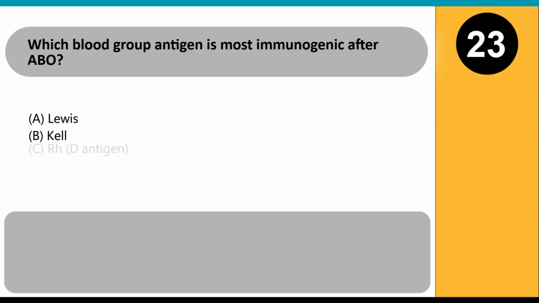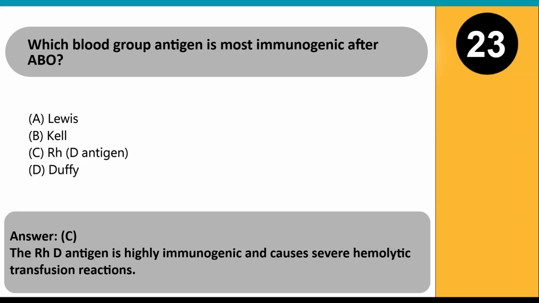Which blood group antigen is most immunogenic after ABO? A. Lewis. B. Kell. C. Rh, D antigen. D. Duffy. Answer C. The RhD antigen is highly immunogenic and causes severe hemolytic transfusion reactions.